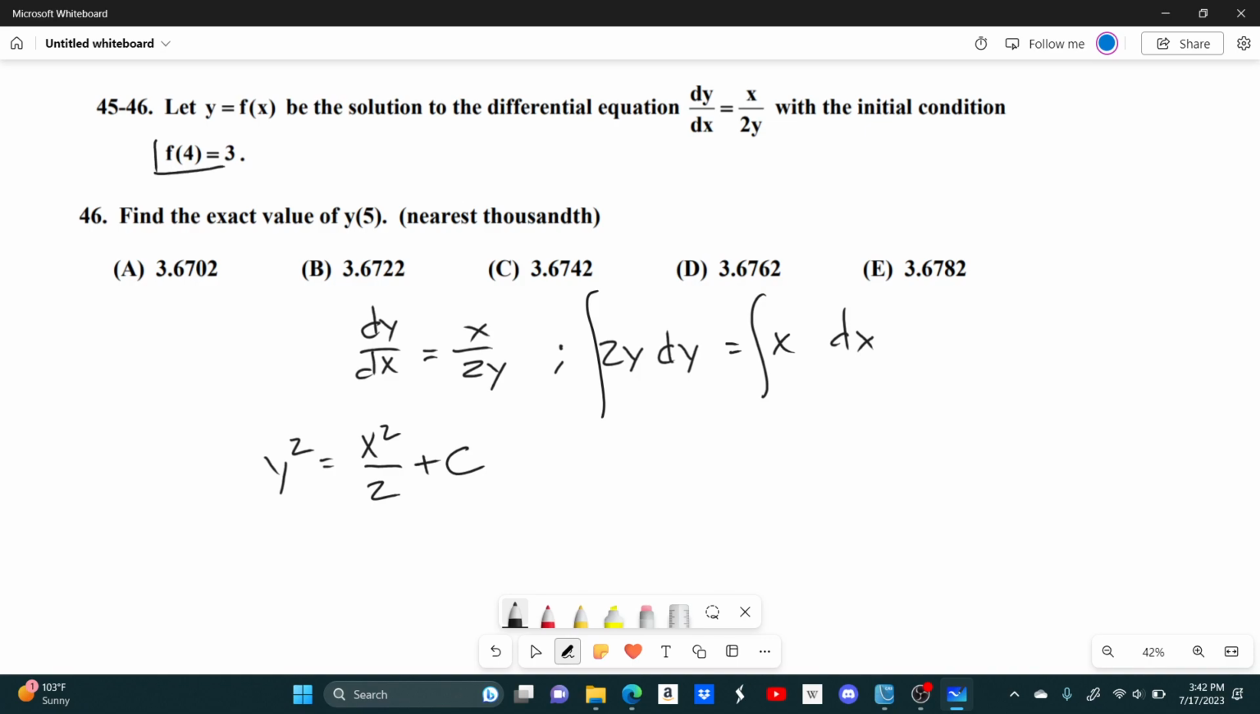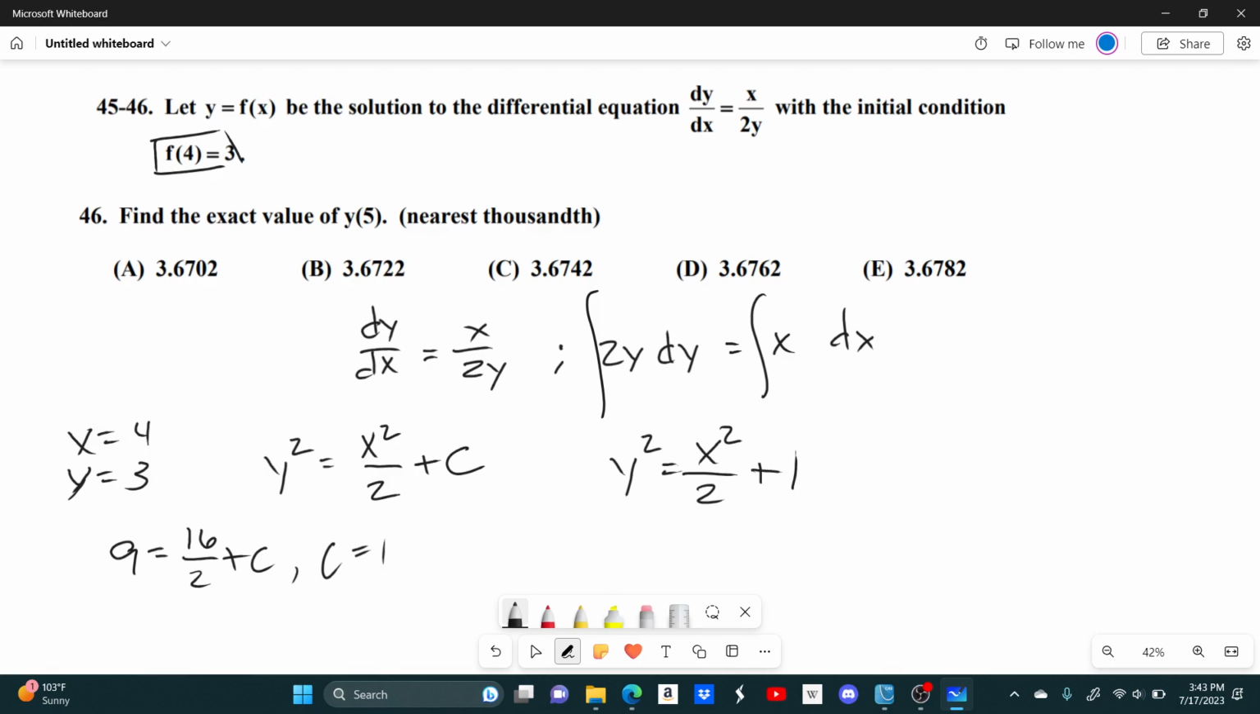They give me this initial condition, which I can use to solve for c. So look, I'm starting out with x equals 4 and y equals 3. So that means 9 equals 16 over 2 plus c. So you can tell that c is equal to 1. So this is the equation. This is like the solution to our differential equation.